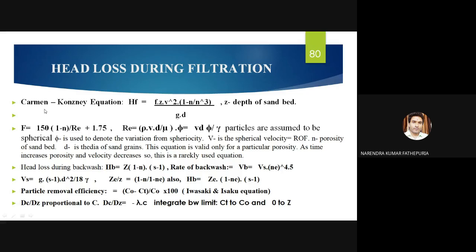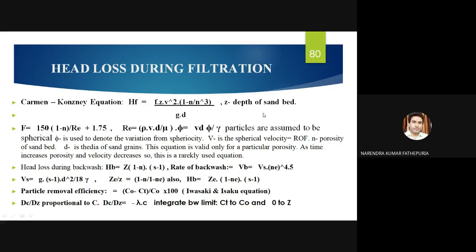Okay. So you can note down, or I will circulate this PPT. You just take it. How to solve this? These numericals also I will circulate with you. So there is one equation called the Kozeny-Carman equation for the head losses in filtration. So HF will be F into Z into V square multiplied with (1 minus N) divided by N to the power 3, divided by Z into D.